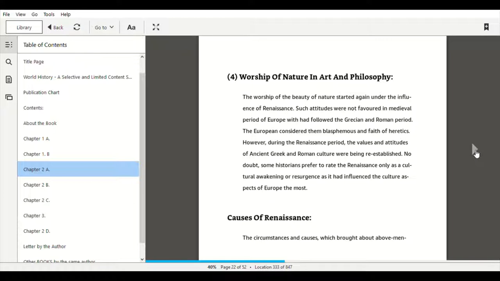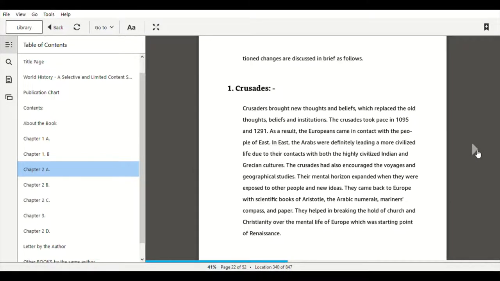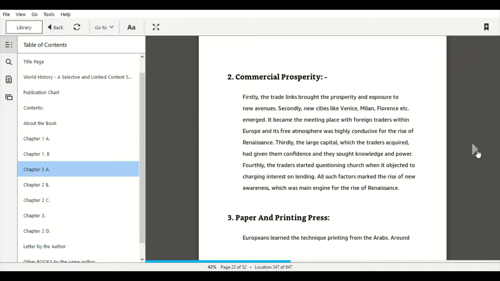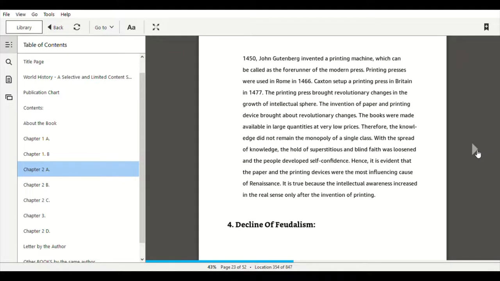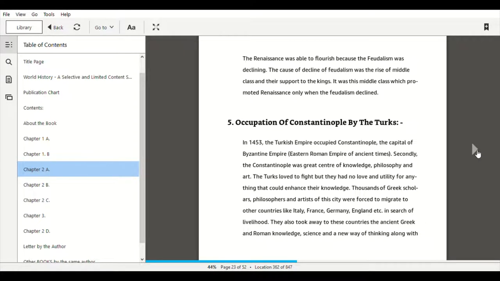Then the causes of Renaissance. I again repeat, it is very difficult to compress all the aspects of Renaissance within one single book, but this forms part of the syllabus of many universities. You have to answer the different dimensions of Renaissance in order to justify the questions which the paper setter generally asks at different levels. So first is Crusade, then commercial prosperity, paper and printing press, then decline of feudalism, occupation of Constantinople by the Turks.